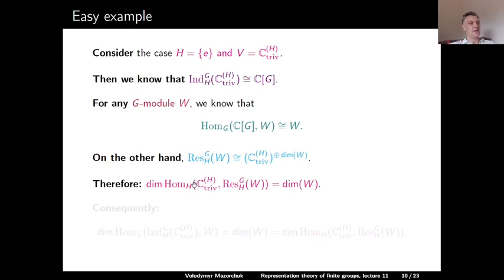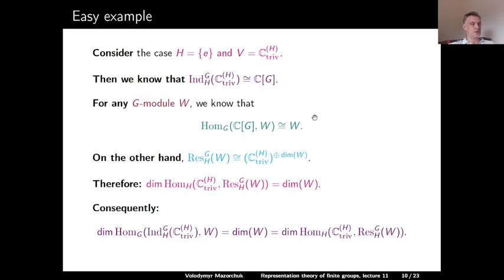So in particular, the dimension of the Hom space from the trivial H module to this restriction is equal to the dimension of W. And so we see that the dimension of the space of G homs from the induced module to W is the dimension of W, because the space is isomorphic to W. And we just computed that the dimension of H homs from the trivial H module to the restriction of W is equal to the dimension of W. This checks, at least on the level of the dimensions, the claim of the adjunction theorem in this particular case.